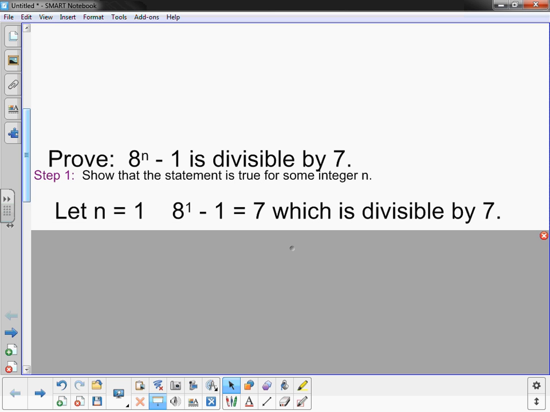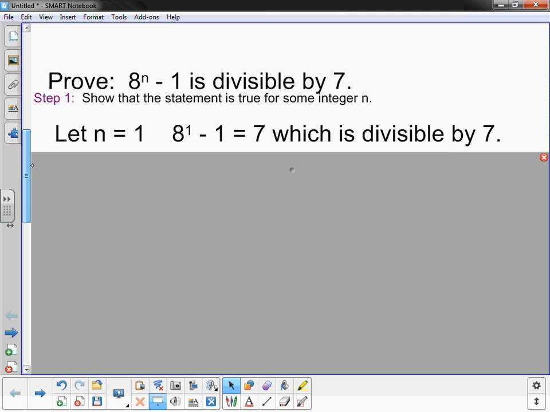So I'm going to let n equal 1. So that means 8 to the first power minus 1 would equal 7, which is divisible by 7. So when n is 1, this is a true statement. 8 to the nth power minus 1 is divisible by 7. It is true when n is 1.